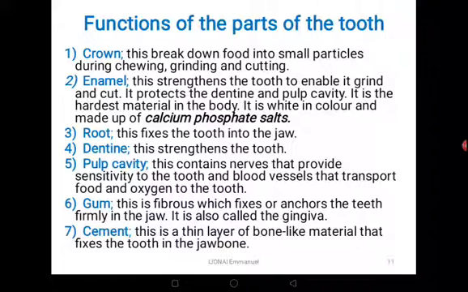And then we have the gum. This is a fibrous material which fixes or anchors the teeth firmly into the jaw. It's also called the gingiva. So sometimes the gum is called the gingiva, and is a strong material, very fibrous, that keeps the tooth firm onto the jawbone. Then we have a part called the cement. This is a thin layer usually of a bone-like material that fixes the tooth into the jawbone. So this one is slightly closer to the jawbone than the gum.